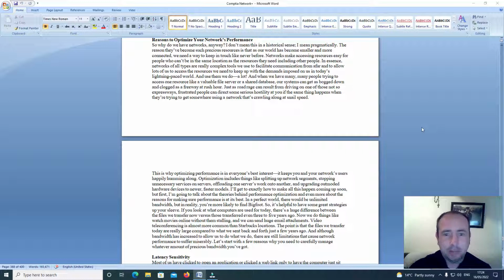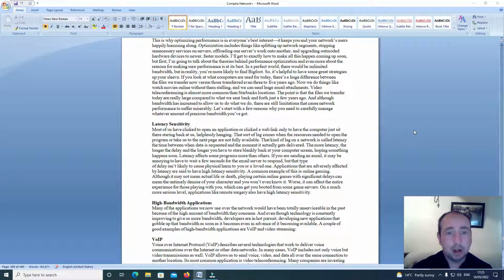And when many people are trying to access one resource, like a valuable file server or a shared database, our systems can get bogged down or clogged like a freeway at rush hour, just as road rage can result from driving on one of those not so expressways. Frustrated people can direct some serious hostility at you if the same thing happens when they're trying to get somewhere using a network that's crawling along at a snail's pace.